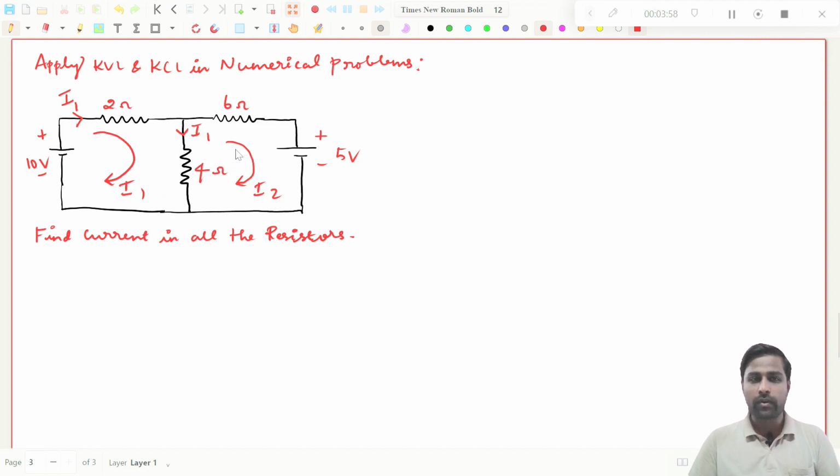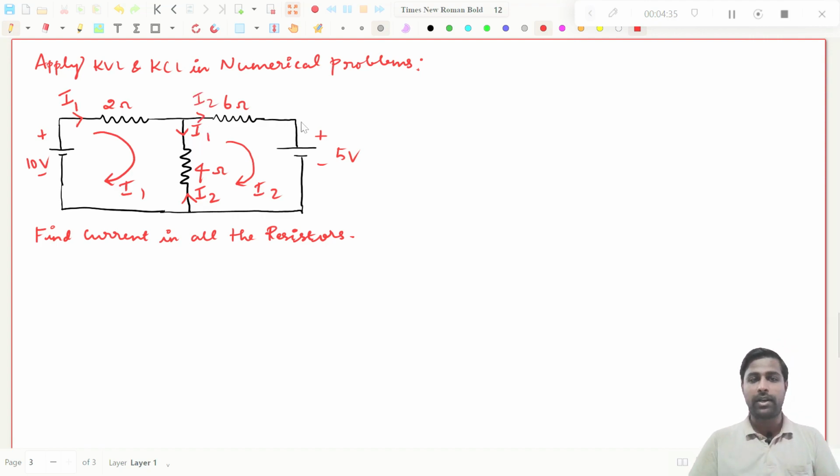So next you go for the second loop. You see, this also we have assumed in the clockwise direction. So start from here. You have to go in this direction, right? If you go in this direction, you see your I2 will flow from bottom to top, right? So you just put the current direction in the 4 ohm resistor. I2 will be like this. Then you come like this, and you have to travel this way because I2 is traveling in this way. So you put I2 in the 6 ohm resistance in this direction. So this will be I2.